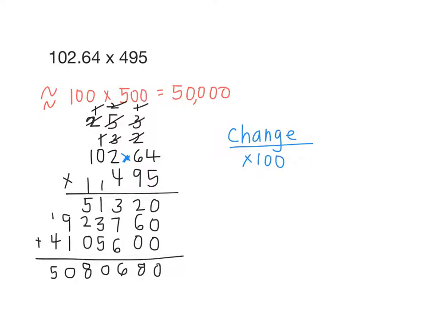Let's not undo for a second. Let's just think about it. If my estimation says that the answer should be close to 50,000, where would the decimal point need to be for this 5 to be in the 10,000s place? That to be right here, right? Okay, so your estimation helps you check your answer.